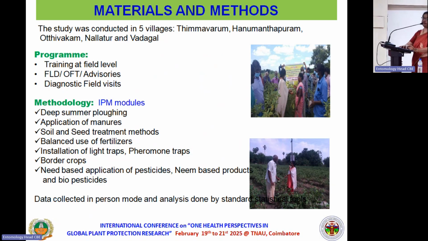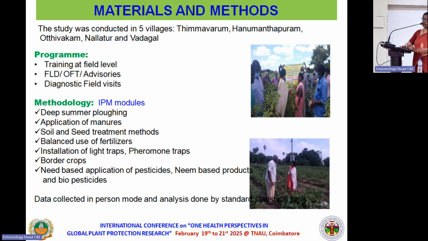Nearly 130 farmers benefited from these training programs, and the major interventions we recommended were the IPM modules like deep summer plowing, application of effective manures, mostly organic manures, then soil and seed treatment methods, balanced use of fertilizers, installation of traps, that is light traps, pheromone traps, and also yellow sticky traps, and border crops, and need-based pesticide application, also need-based biopesticides, and neem products.